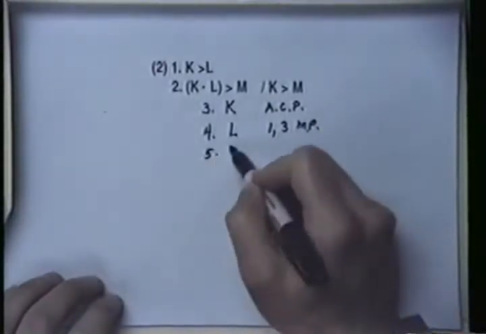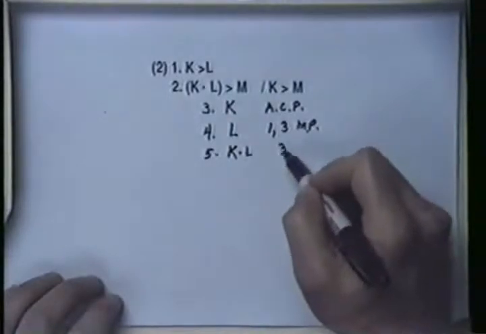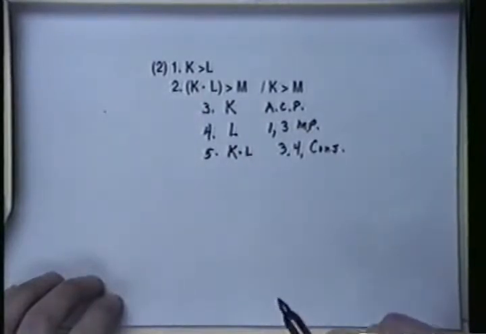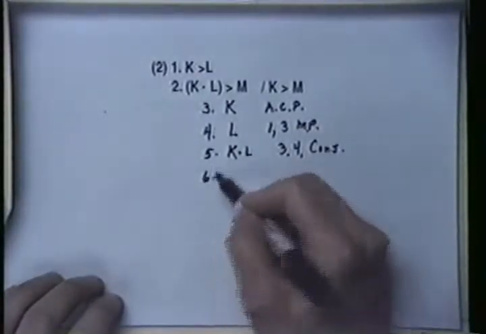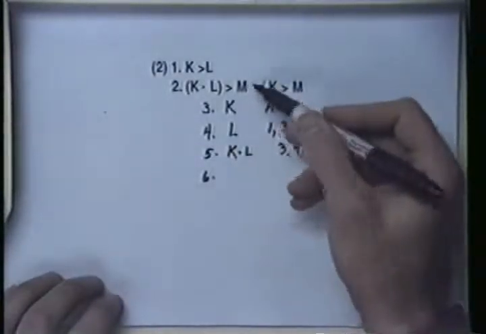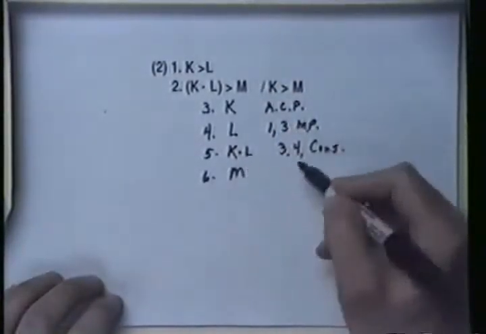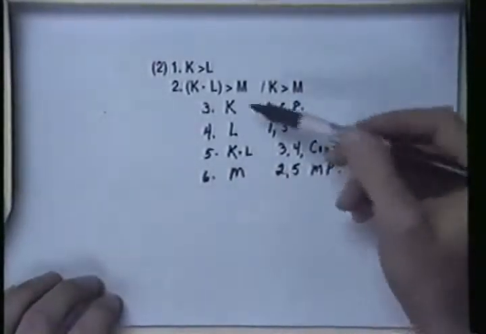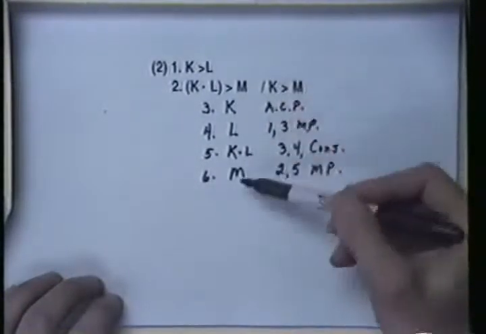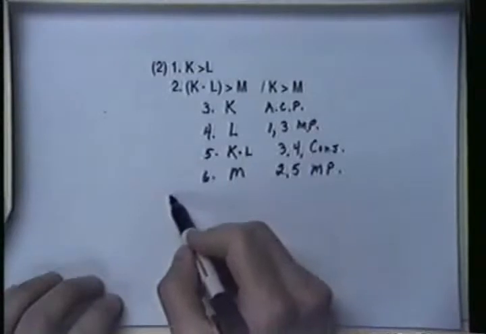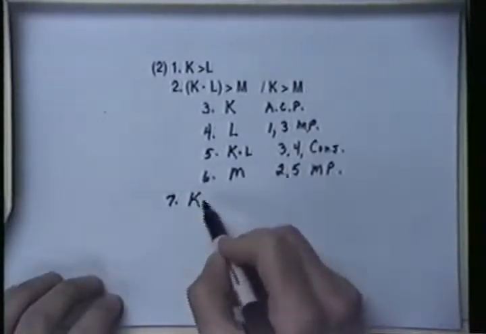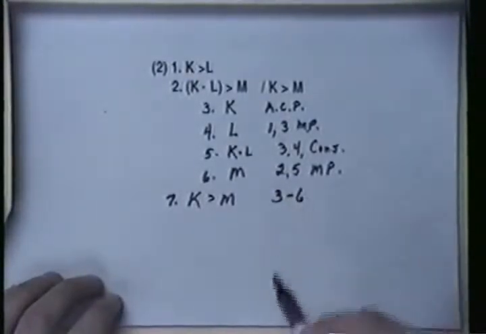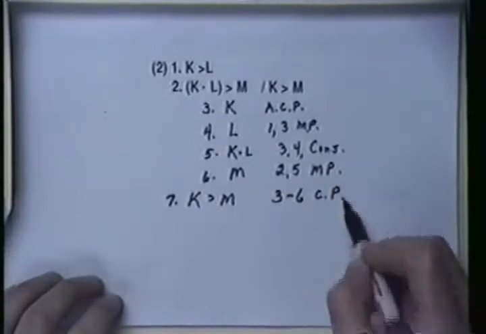Now we have K and L simply by 3 and 4, conjunction. And now we need to get the M, and that's of course straightforward because simple modus ponens on line 2 will give us M, lines 2 and 5, modus ponens. And now a subderivation beginning with the antecedent K, ending with the consequent M, and so we're ready to discharge onto line 7, K hooks M. And we cite, of course, the whole subderivation, 3 through 6, conditional proof.